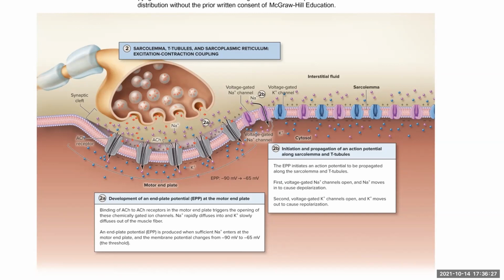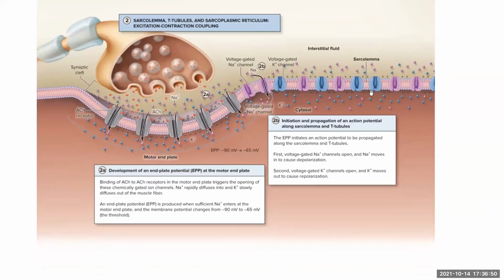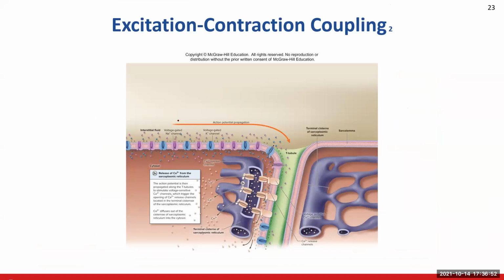In the same scenario, we have voltage gated sodium channels, and we have our voltage gated potassium channels, because what goes up must come down. We're going to depolarize the cell, and then we're going to follow with repolarizing the cell. So that's what we're going to see here. And so this is going to continue all the way down the plasma membrane until we reach a T-tubule.